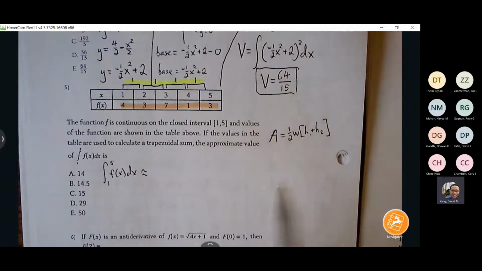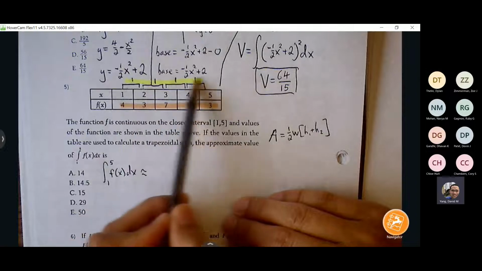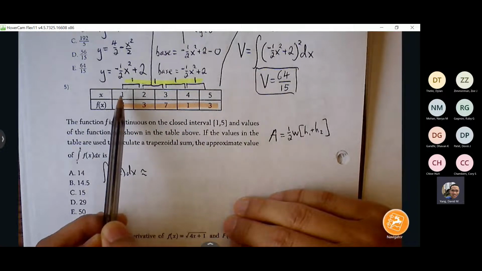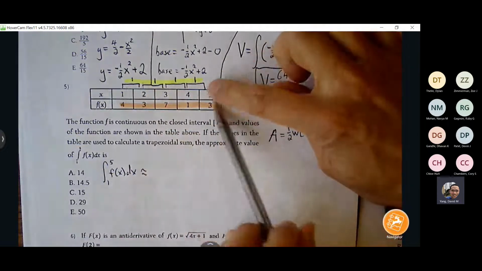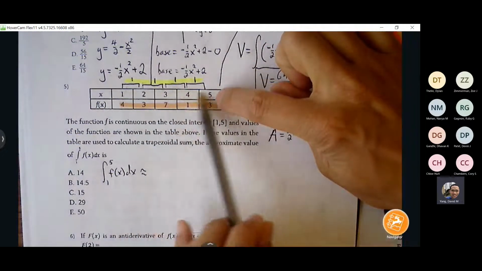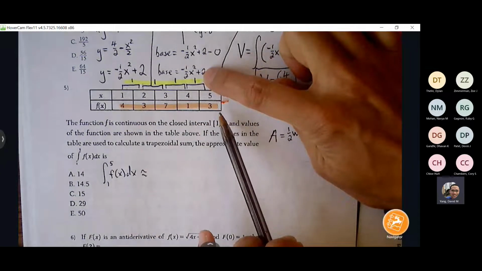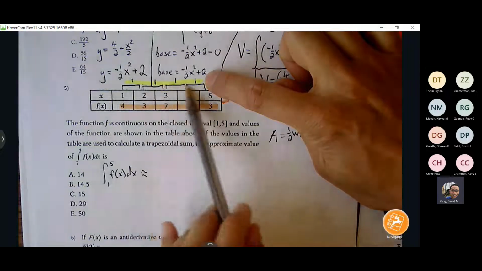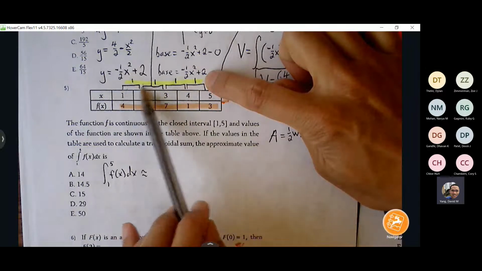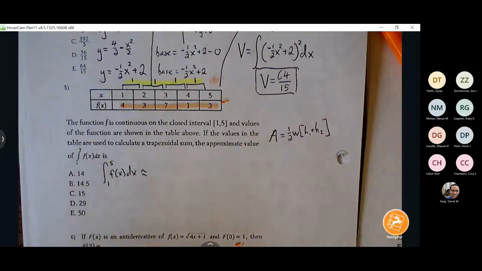I saw on the last quiz where students were using the width here and then finding the height among the x's. Okay, so once you find the width, you can ignore that first row. This first row is not going to be used anymore. We're using the top, each of the subtracted values of each of the subintervals will be your width, and then your height will be the bottom row.